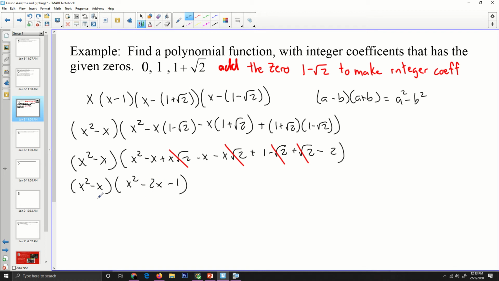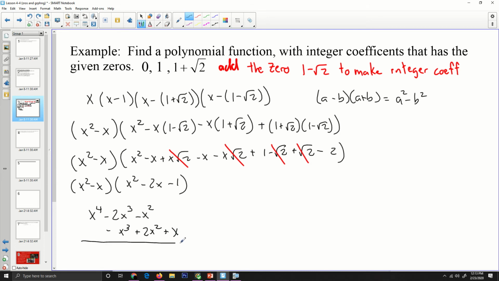So here we're going to multiply this, so I'm just going to stack it. So x squared times x squared is x to the fourth. X squared times negative 2x is negative 2x to the third. X squared times negative 1 is negative x squared. And then we'll go negative x times x squared is negative x to the third. Negative x times negative 2x is positive 2x squared. And then negative x times negative 1 is positive x.